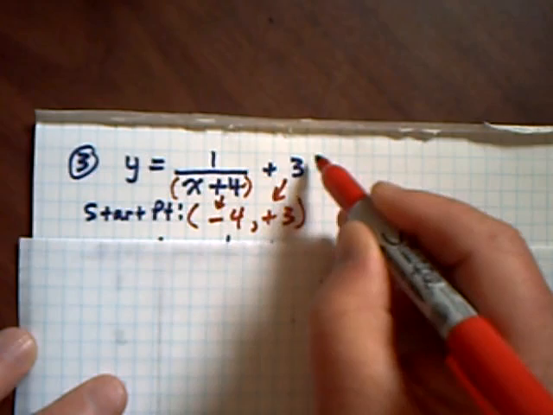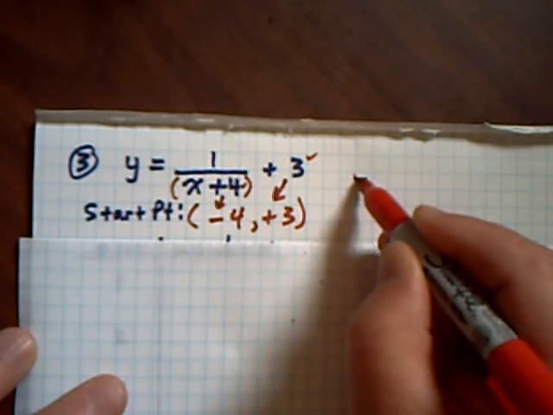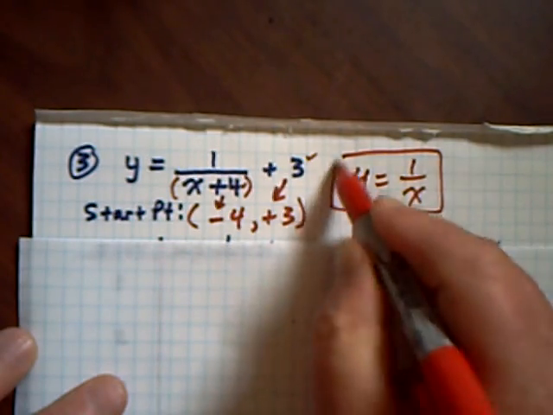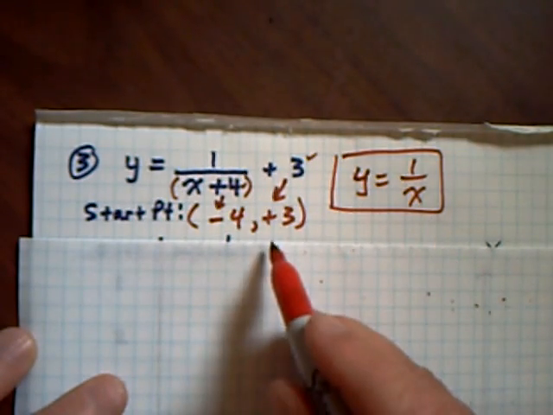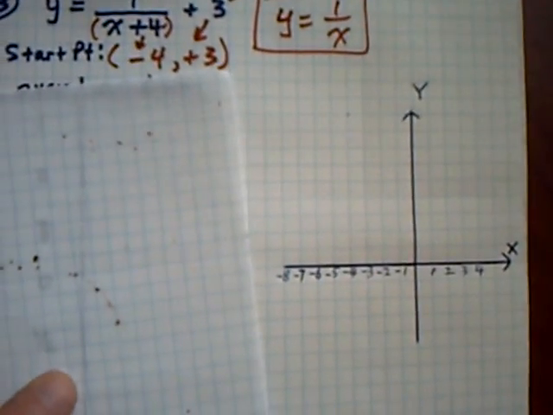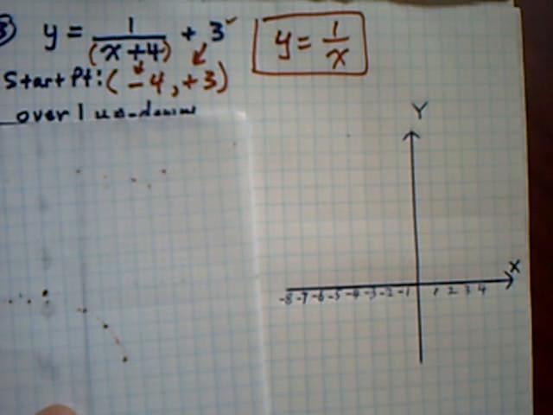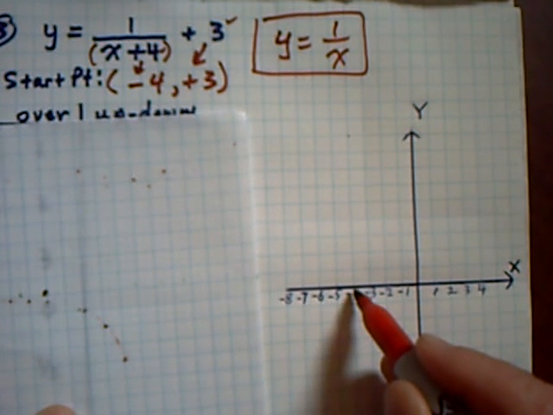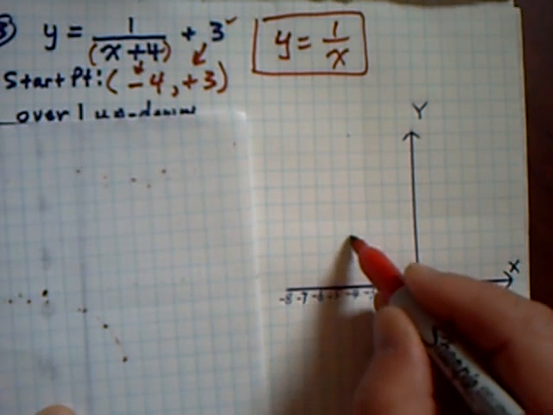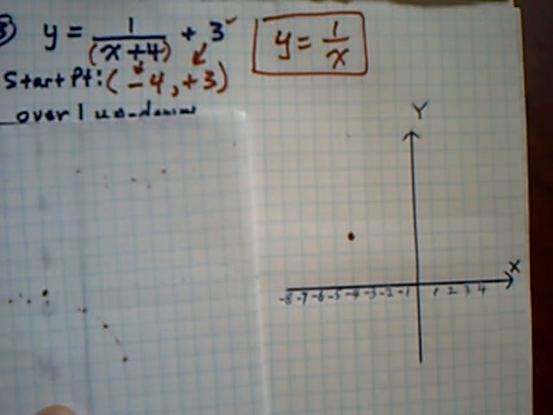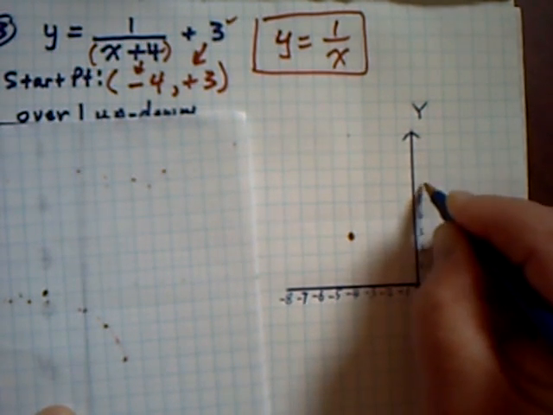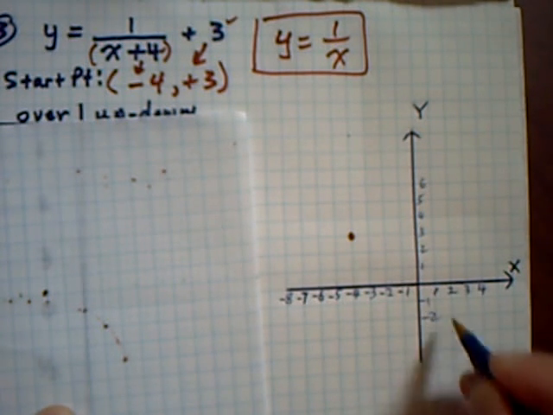The plus 4 has done its job. The plus 3 has done its job. So it's really y equals 1 over x. It's a reciprocal equation, but drawn at a new starting point. So let's go to our equation here. Our new starting point is negative 4 and positive 3. 1, 2, 3. Okay, I haven't put these numbers in here. 2, 3, 5, 6, negative 1, negative 2.